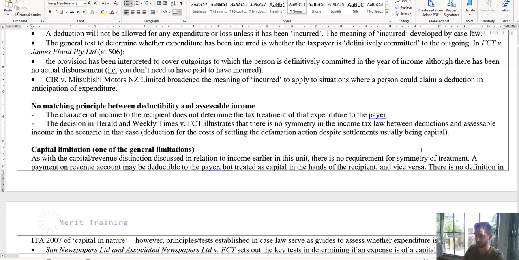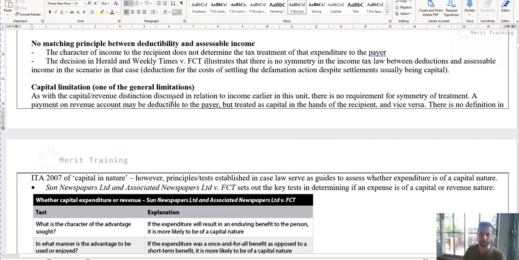The revenue and the deduction don't have to both be on revenue account. You could have some expenses which are capital and you're based on revenue account, or vice versa, like the legal fees example I said before. Or vice versa, you could have a capital amount of revenue, but you could also have a deduction on the revenue account, meaning you get to claim the deduction even if the revenue itself is capital in nature and no tax is paid on it. So that was determined by Herald and Weekly Times.